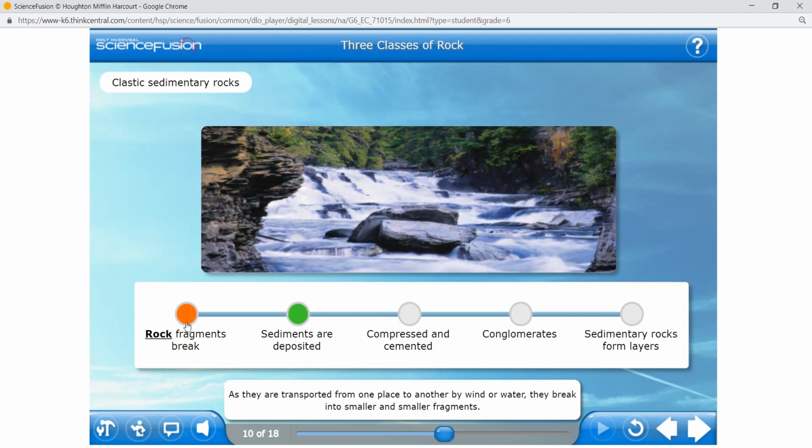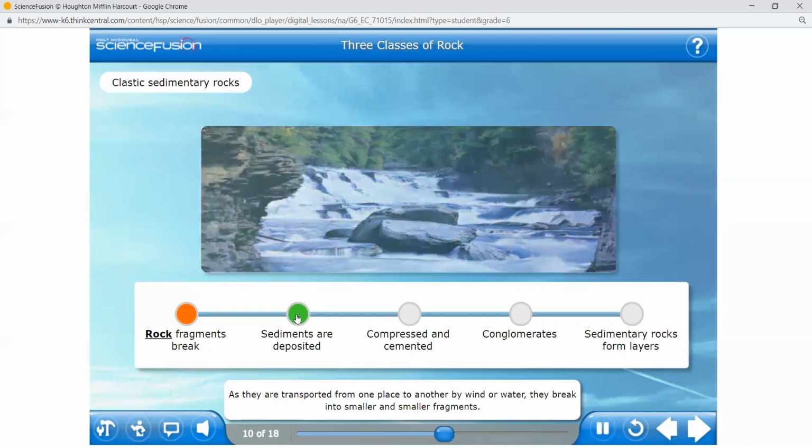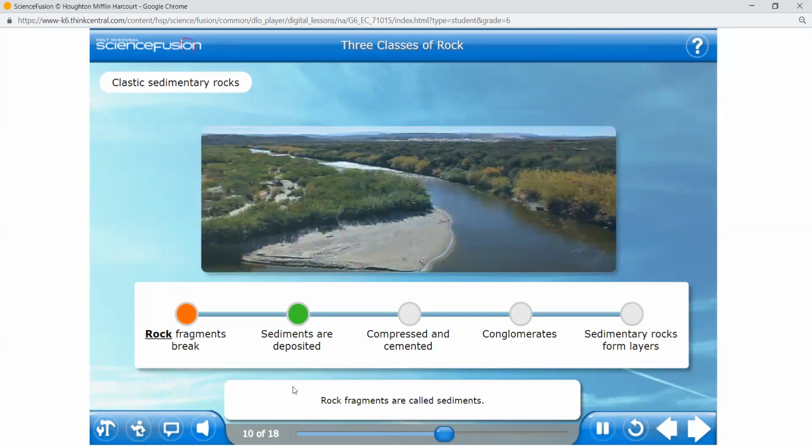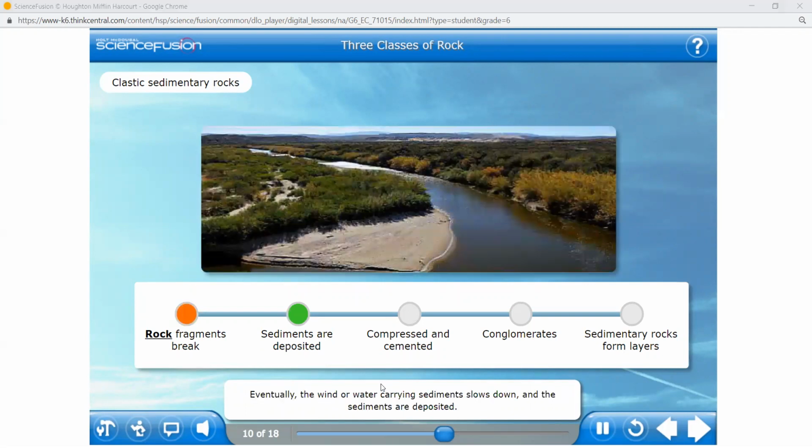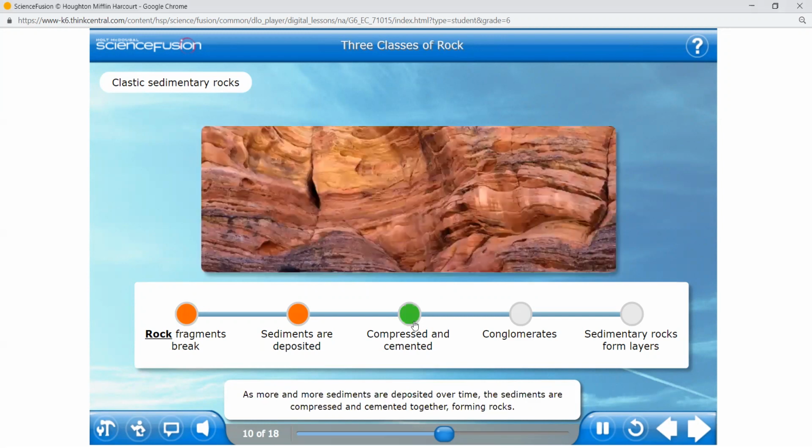Rock fragments are called sediments. Eventually, the wind or water carrying sediment slows down, and the sediments are deposited. As more and more sediments are deposited over time, the sediments are compressed and cemented together, forming rocks.